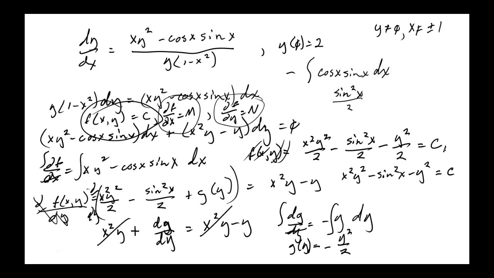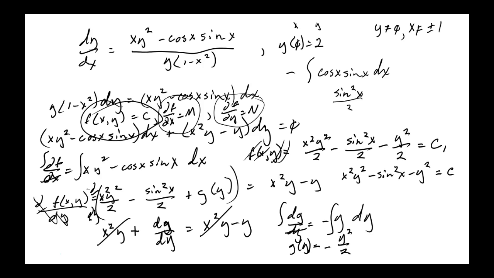Now what we have to do is apply our initial condition, that y is equal to 2 when x is equal to 0. When x is equal to 0, that first term's going to be 0, right? This is our x, this is our y, right? So when x is 0, that first term is 0. And the next term is 0, because sine of 0 is 0.